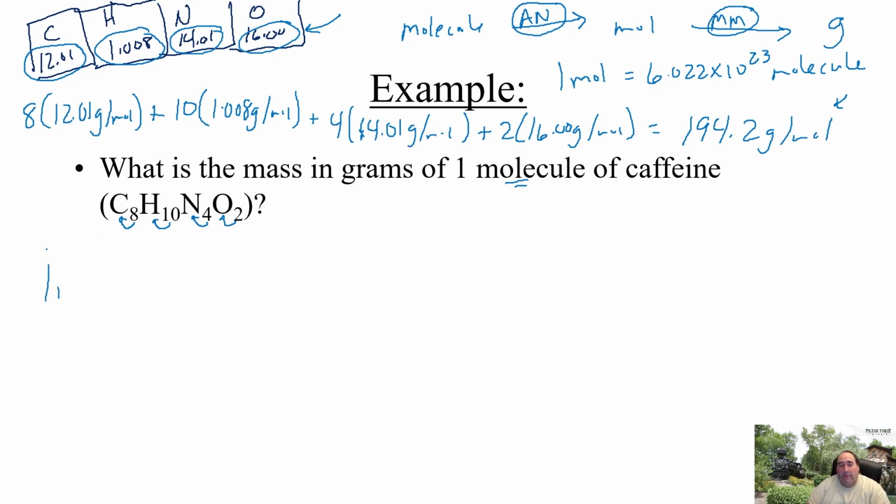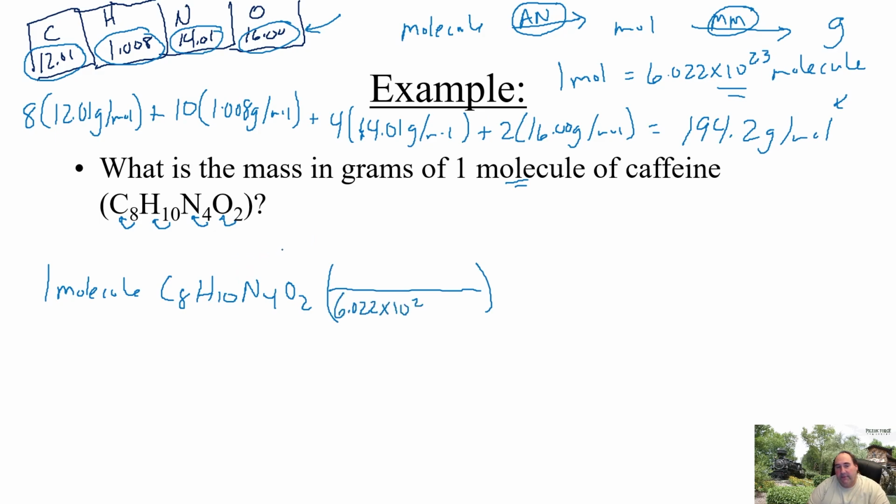We're going to start with our 1 molecule of C8H10N4O2. We're going to use our Avogadro's number. So we want molecules on the bottom. So we need to put this on the bottom. So that would be 6.022 times 10 to the 23 molecules over 1 mole of our caffeine. Again, if I stop right at this point, molecules will cancel. That brings me to right there.